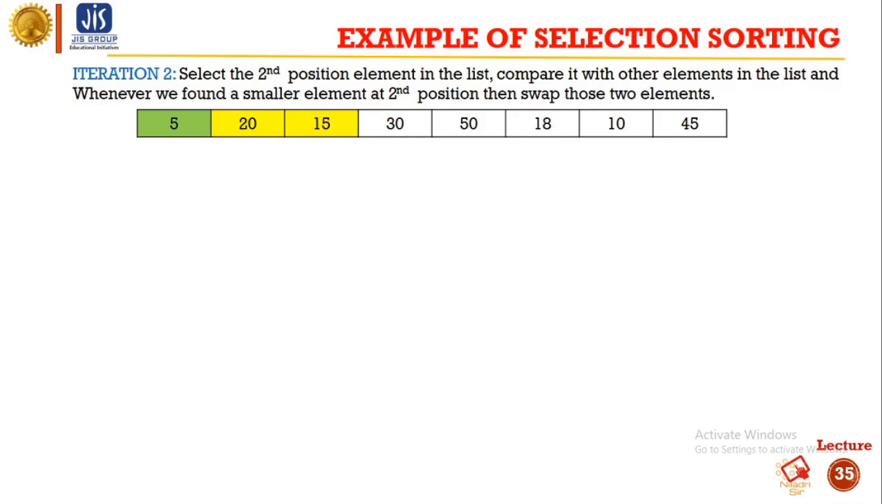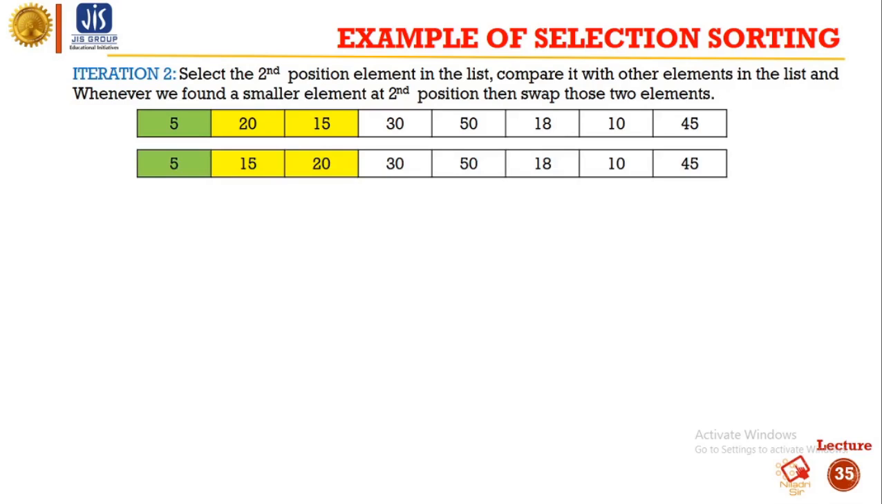So we will not check 5, as it has come to its final position. Here in our second position the element is 20. So 20 will be checked with all the rest of the elements. At first, 20 will be checked with 15. As you can see, 15 is smaller than 20, so there is a swapping. 15 will come to the second position and 20 will go to the next position.